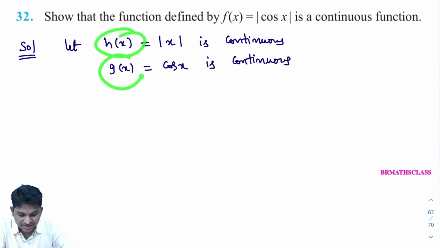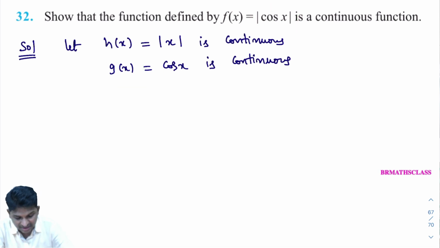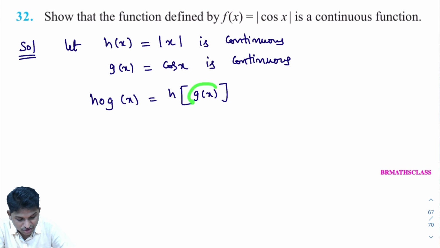After taking h of x and g of x, you calculate h circle g and g circle h, which one will give you modulus of cos x, that we will consider. For example, in this problem, first I will calculate h circle g of x. From the definition of composite function, in place of this circle we can write the bracket h of g of x.